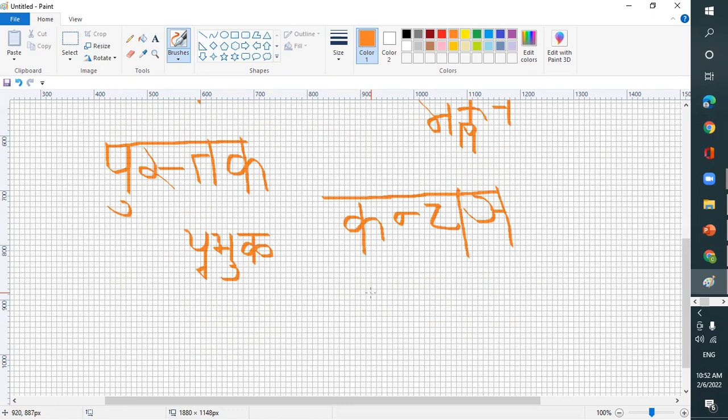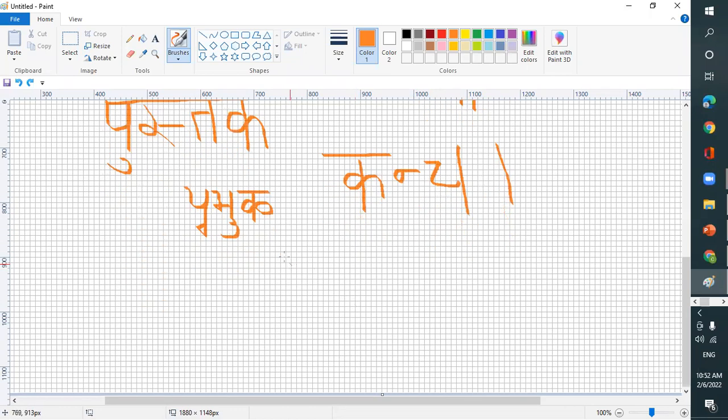नहीं सर, कंचन में बीच में जो आधा न है ना वो न्य होता है, पीछे नॉर्मल न होता है. अच्छा, राइट. So आप ऐसे बोल रहे हो क के बाद आधा न्य. हाँ, ये न्य है, राइट. You are right. क न्य, च और न. इधर नॉर्मल न है ना? ऐसा ही है. Yes sir.